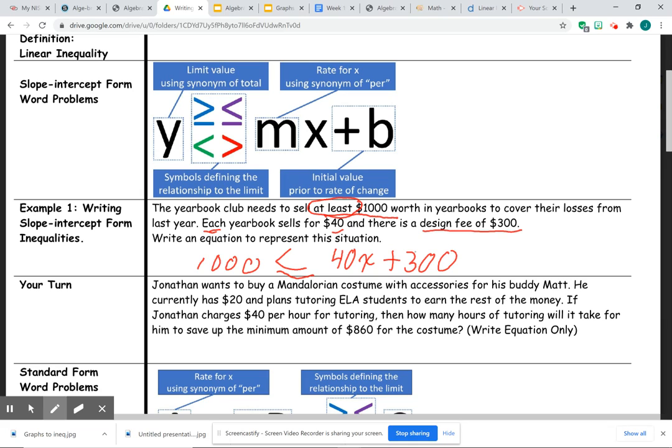Write the equation only. So here we go. What's our limiting factor? What's our y value? What's the part that we have to get to? Well, here we are. We got a minimum amount of $860. So I'm going to do $860. And how much money he earns has to be greater than or equal to $860. He currently has $20, so we can just put our 20 there. That's what he's starting with before he starts tutoring. And that rate, again, is $40. You don't need to put the dollar sign there, but there you go. So 860 is less than or equal to 40x plus 20.